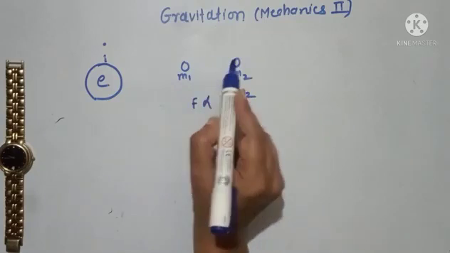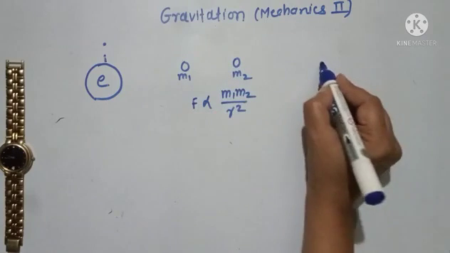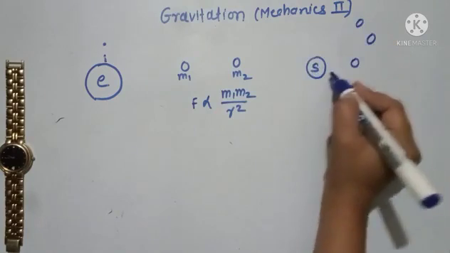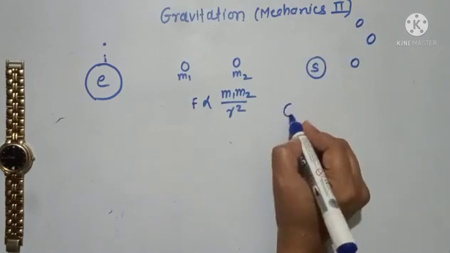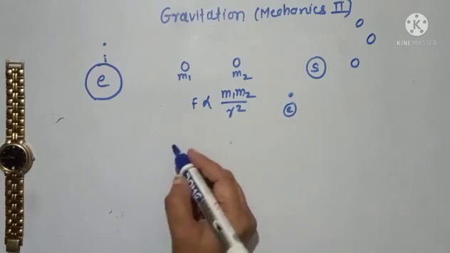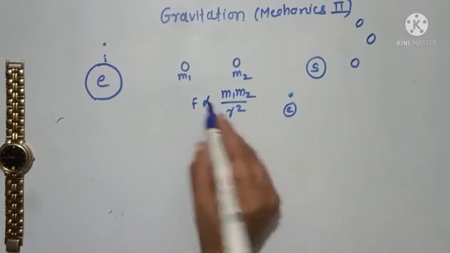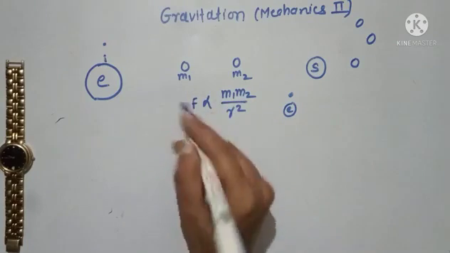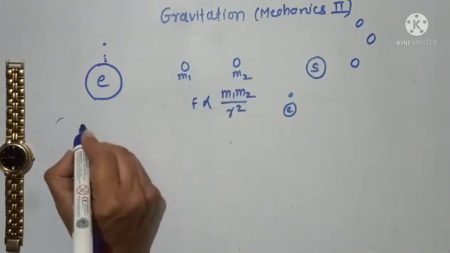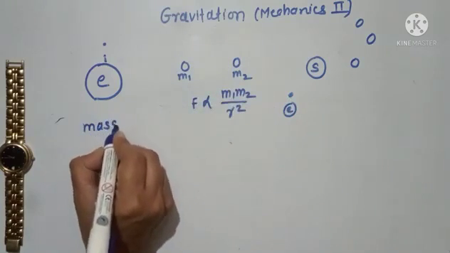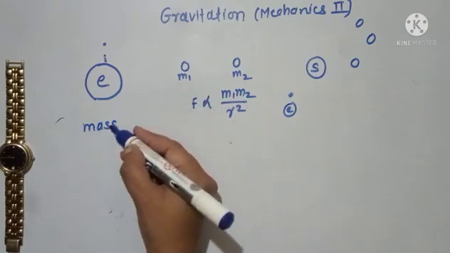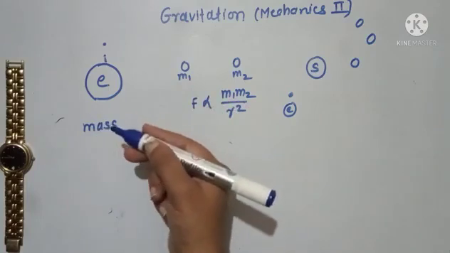But the gravitational force field exists between the sun and the different planets revolving around it, the Earth and the moon, or any two objects having masses m1 and m2. There is a gravitational force field. And what is the origin of this gravitational force field? This is nothing but the mass. The heavier body, or the more massive body, will have more gravitational force field.